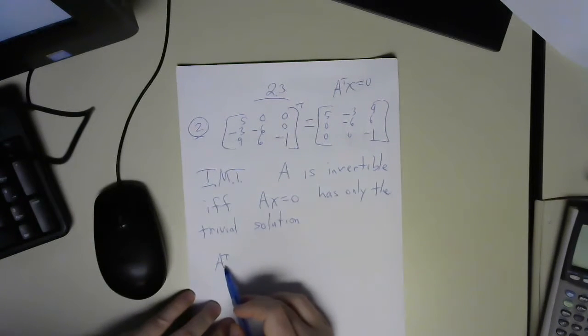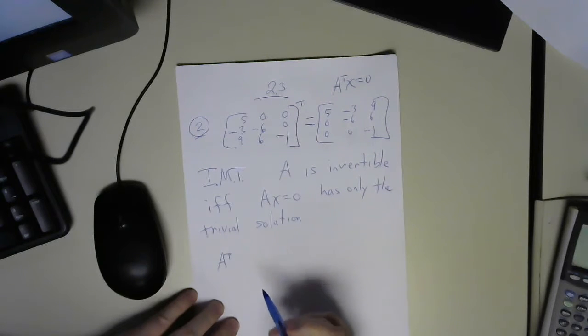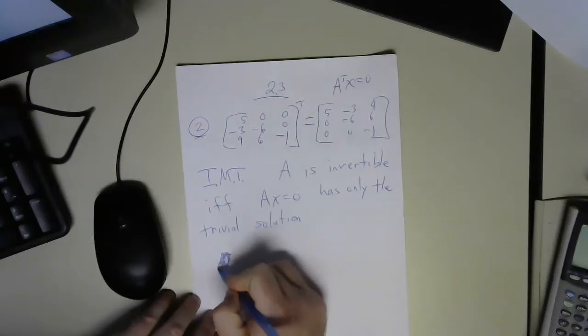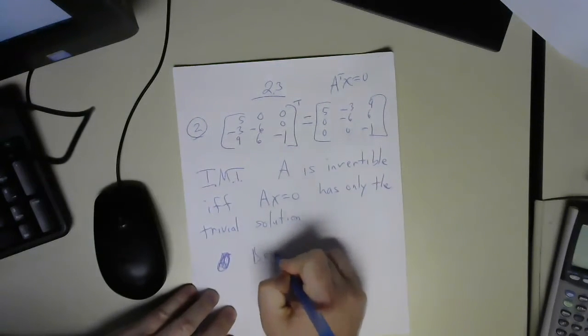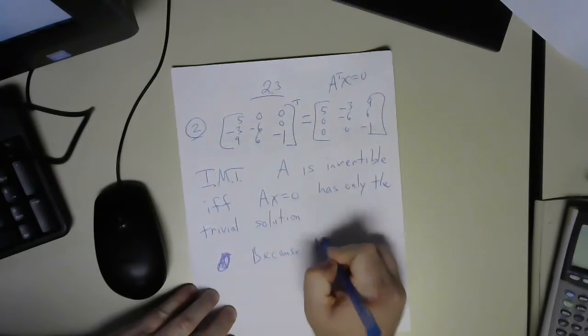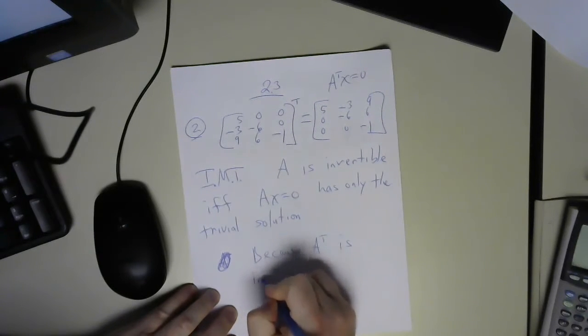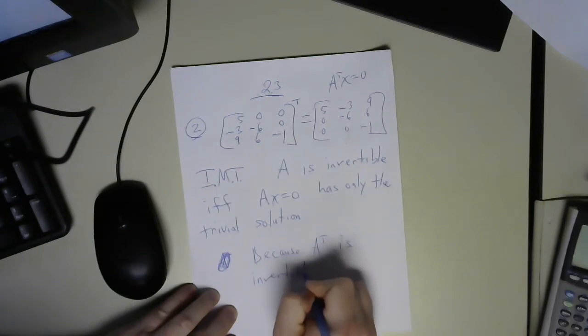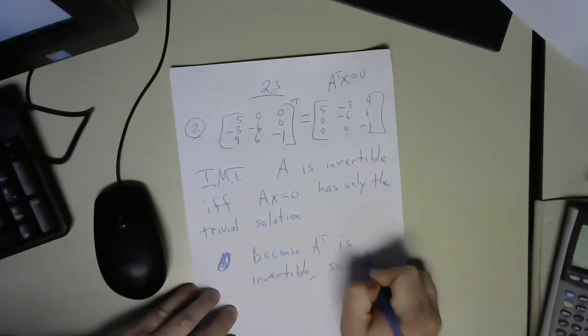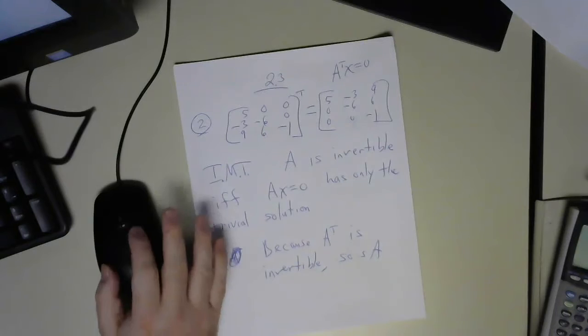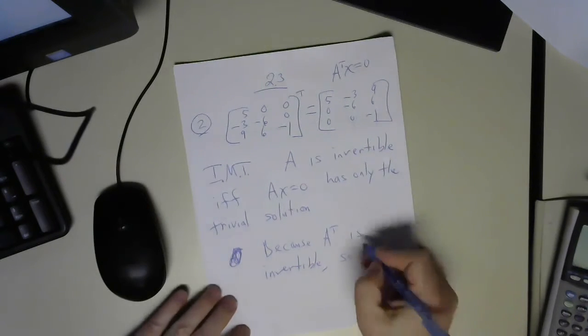So because A transpose is invertible, so is A. So it's just a different variation of the theorem. So that's how you prove that one is invertible, or at least one way to do it.